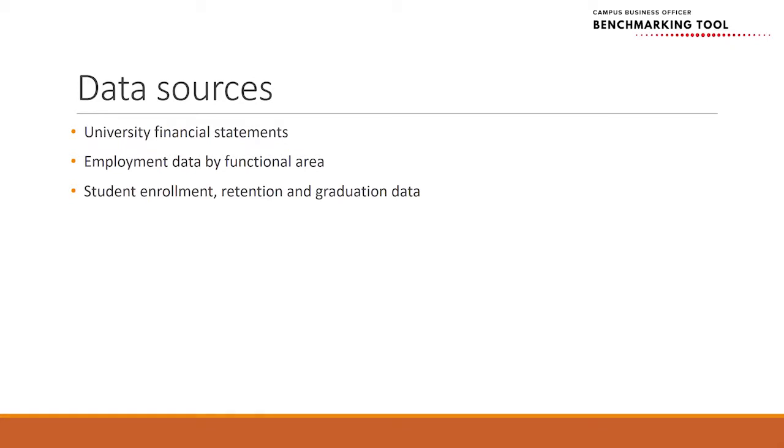The second source is employment data by functional area. This is the one area that may take a little bit of data manipulation on the part of the institution. As you saw from some of my examples, we report revenue and expenses by FTE employee in most cases, and in other cases we report it by FTE student. So we do need to get employee counts by function to be able to do that.